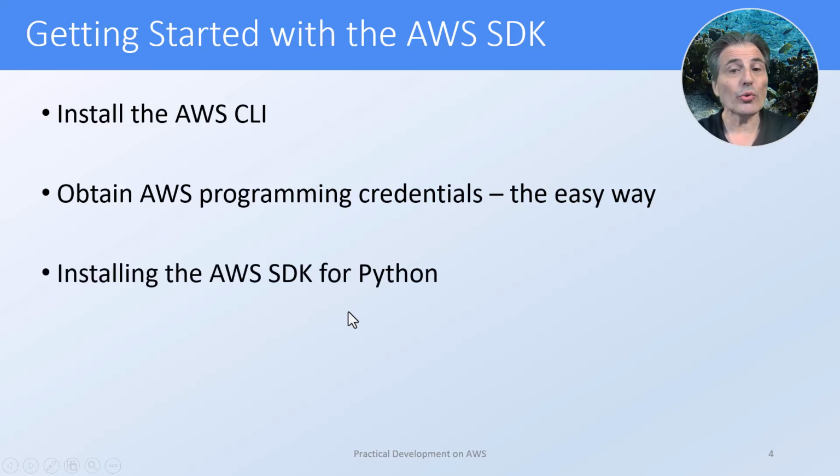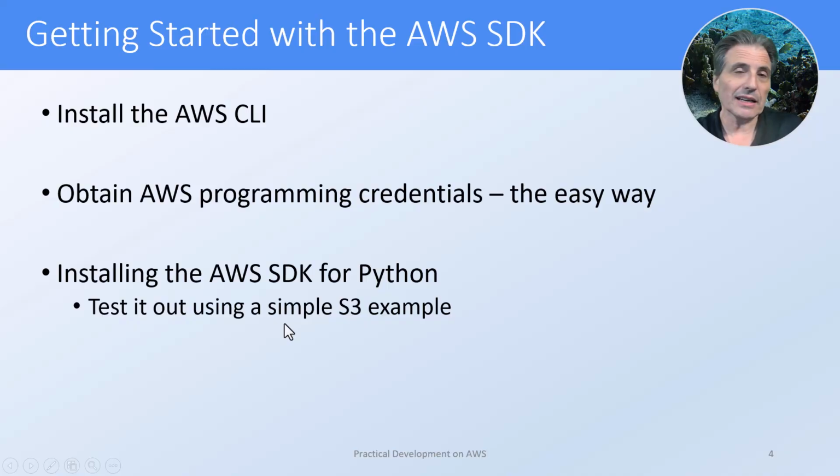Then we're going to install the AWS SDK for Python. Now I should note that I'm going to use the SDK for Python, but pretty much the other stuff, the setting up of the credentials particularly, will work for any other language. And finally, we got to test it out. We got to see it working. So I'm going to use a simple S3 example to do that.